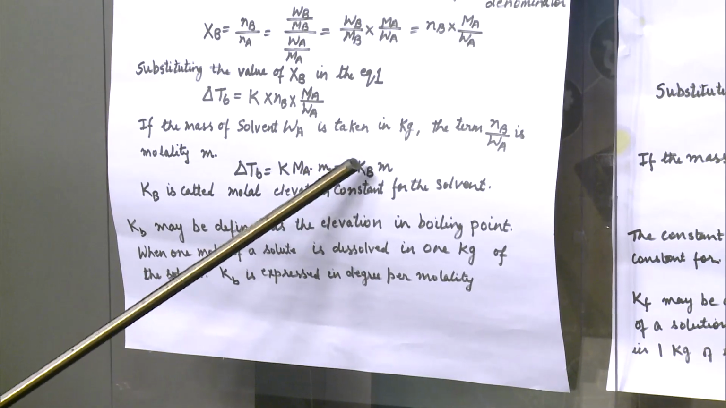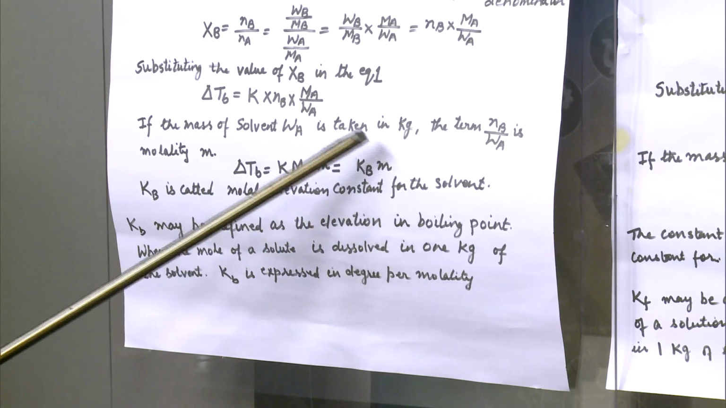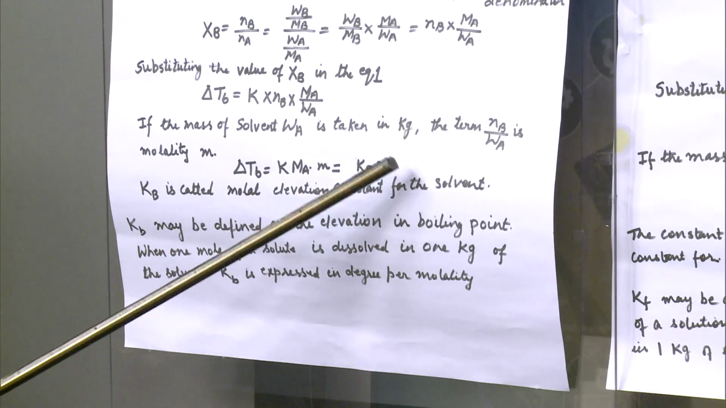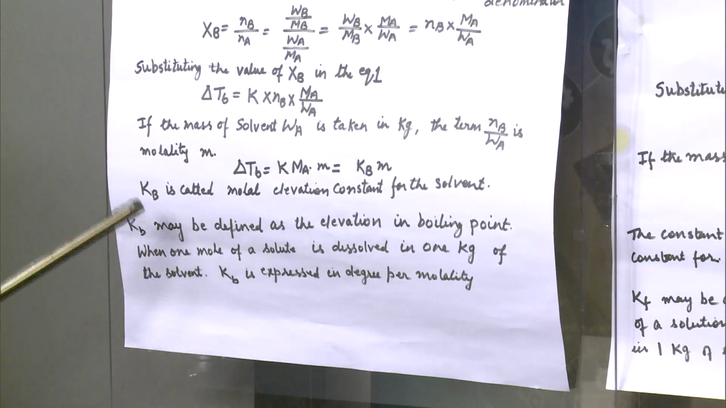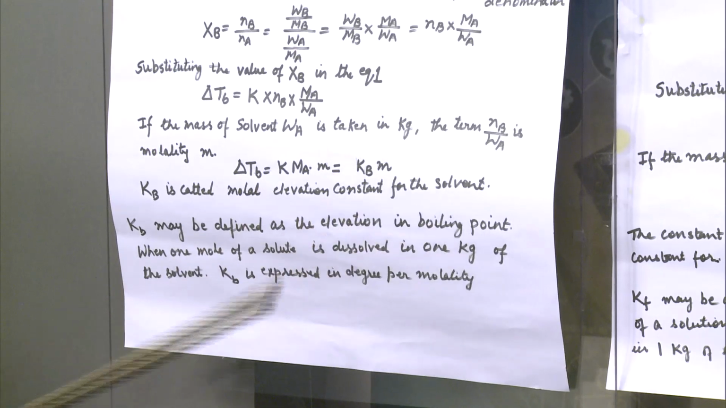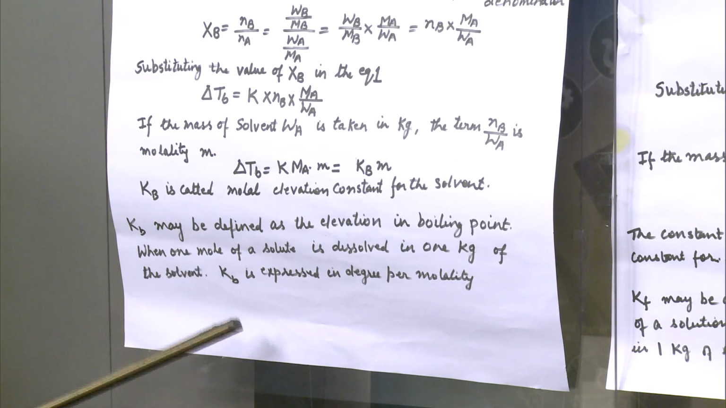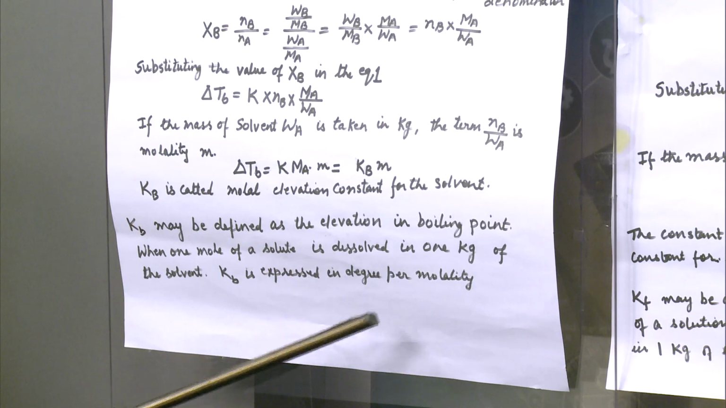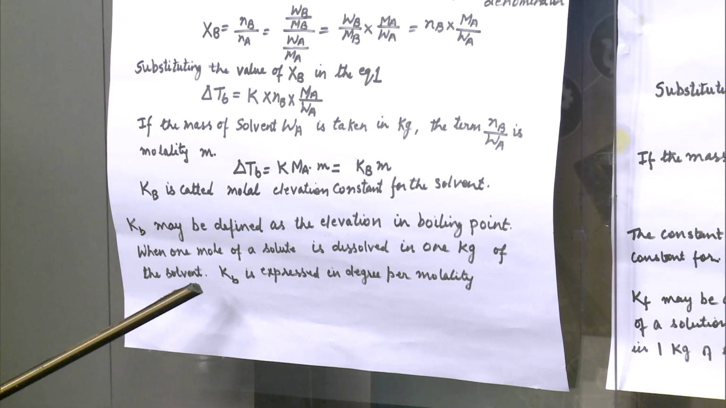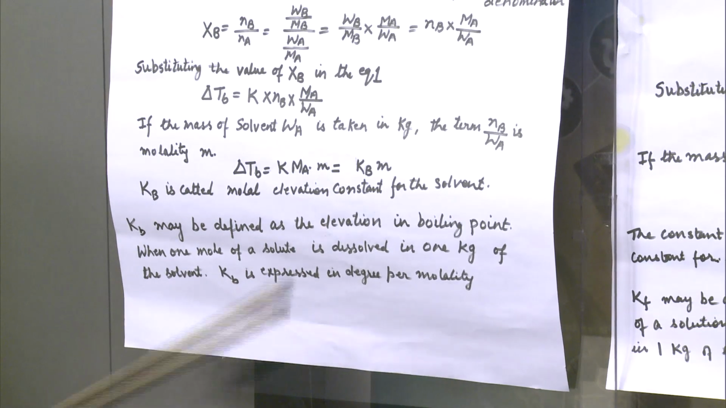So, this will be equal to Kb into small m. In the first part, I told you that molality is always denoted by small m. So, Kb is called the molal elevation constant for the solvent. Now, Kb may be defined as the elevation in boiling point when 1 mole of solute is dissolved in 1 kilogram of the solvent. So, Kb is expressed in degree per molality. So, this is elevation of boiling point.